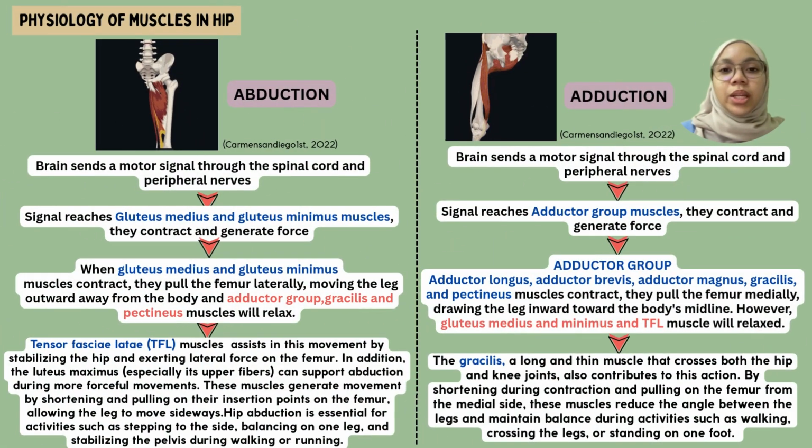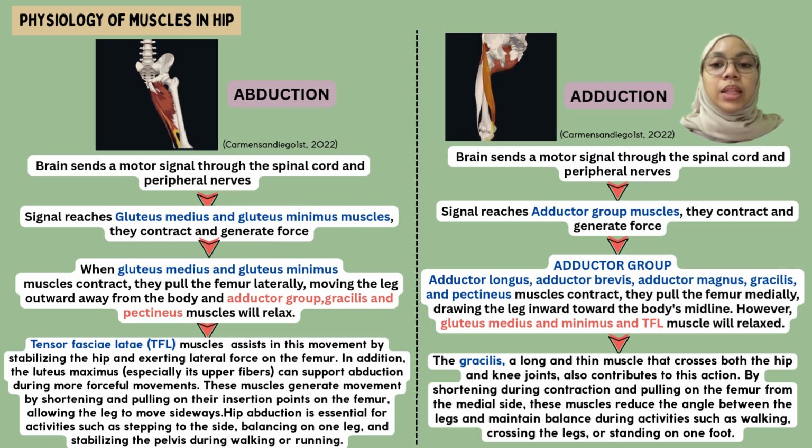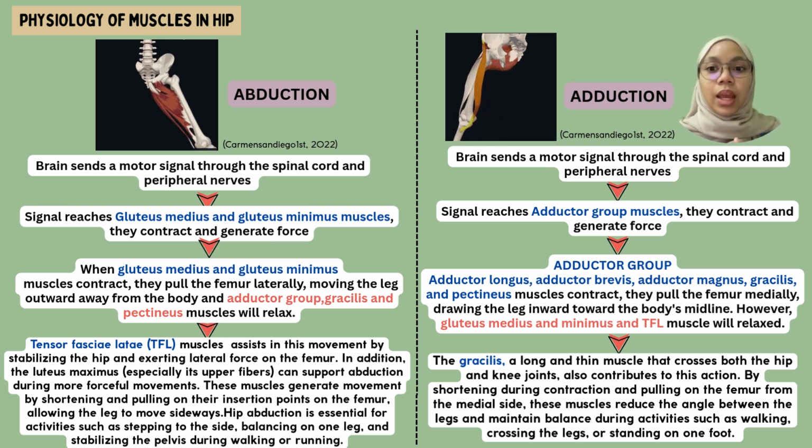So let's continue to the next movement of the hip, which is known as abduction. Abduction also begins when the brain sends a motor signal through the spinal cord and peripheral nerve. This motor signal will activate the muscles known as gluteus medius and gluteus minimus. When these two muscles start to activate, they will contract and pull the femur laterally, moving the leg outward or away from our body.